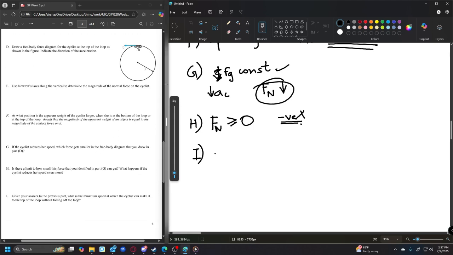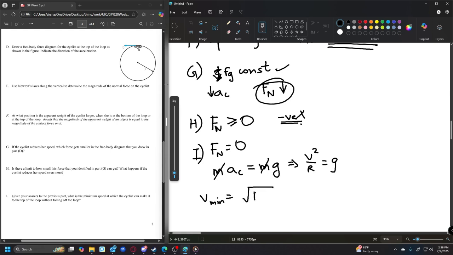So if you want to find the minimum speed, let's set Fn to be 0. And all that leaves us then with is m a_c equals mg. So cancel this, it's just left with a_c equals g. So v squared over r equals g. And so we can find v min. Put r on the other side, take the square root, you just get the square root of rg.